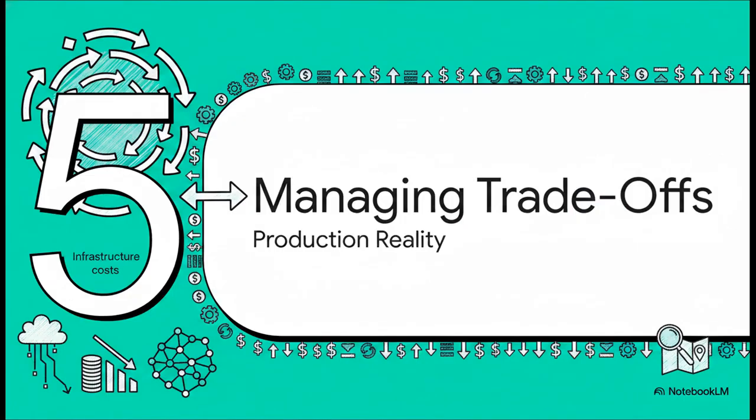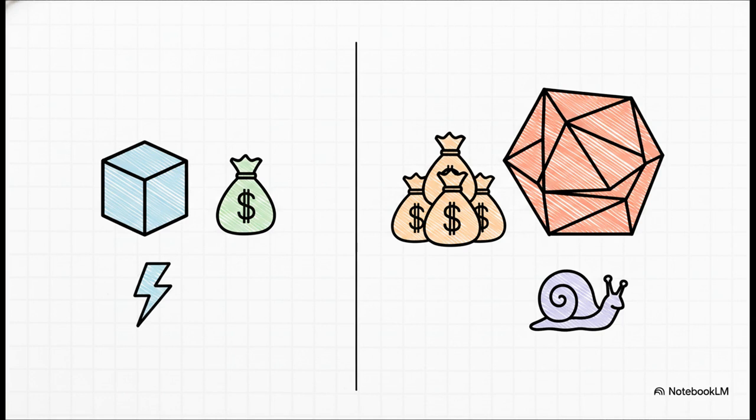Finally, Section 5, managing the trade-offs. This is the reality of production. Let's break down the hidden costs that can sneak up on you. Querying cost is tied to API availability. Indexing cost hits you upfront when you process your massive document libraries. But pay very special attention to storage and search latency.